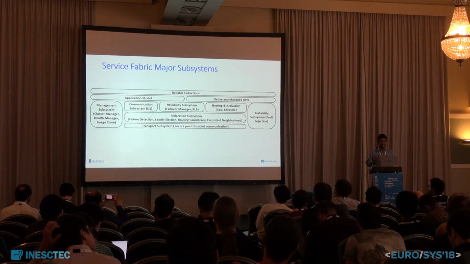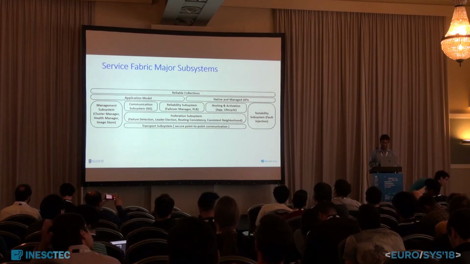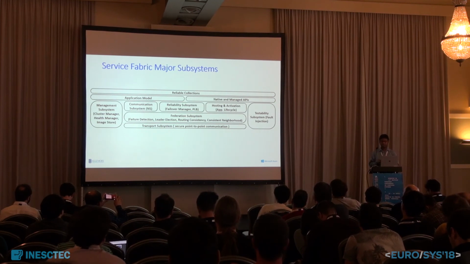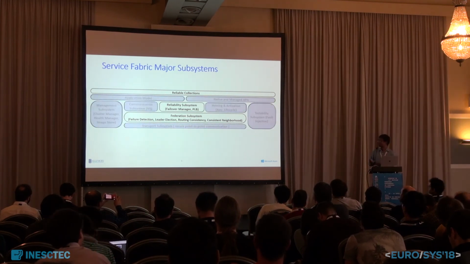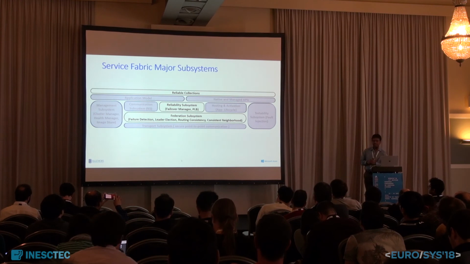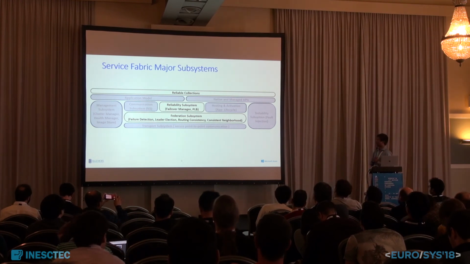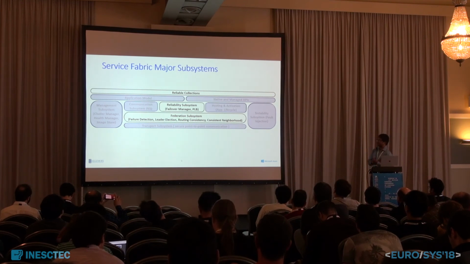And here are the main subsystems of Microsoft Service Fabric. Due to time constraints, we will only focus on the following three major components, where the federation subsystem is the core heart of Service Fabric, and on top of it, the reliability subsystem, and on top of it, the reliable collection. I will mainly focus on the federation subsystem and give you a very brief overview about the other two.